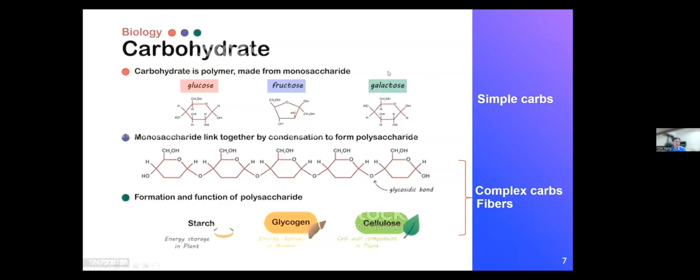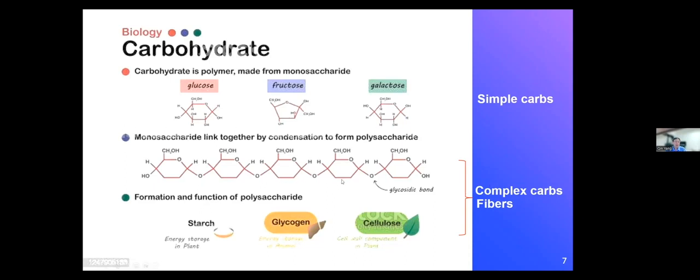These simple carbs or sugars are very easily absorbed from the gut, so they can rapidly increase your sugar. There are also complex carbs. Those carbs are an accumulation of simple carbs, a lot of simple carbs linked together, causing complex carbs.